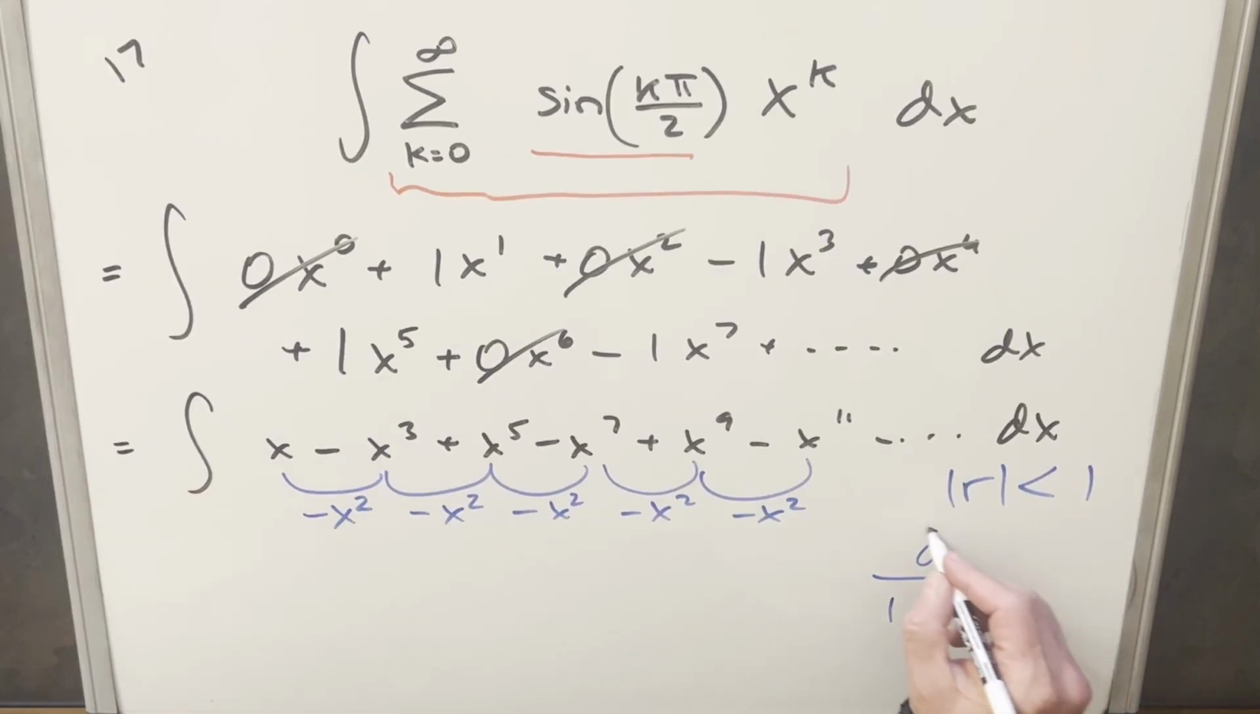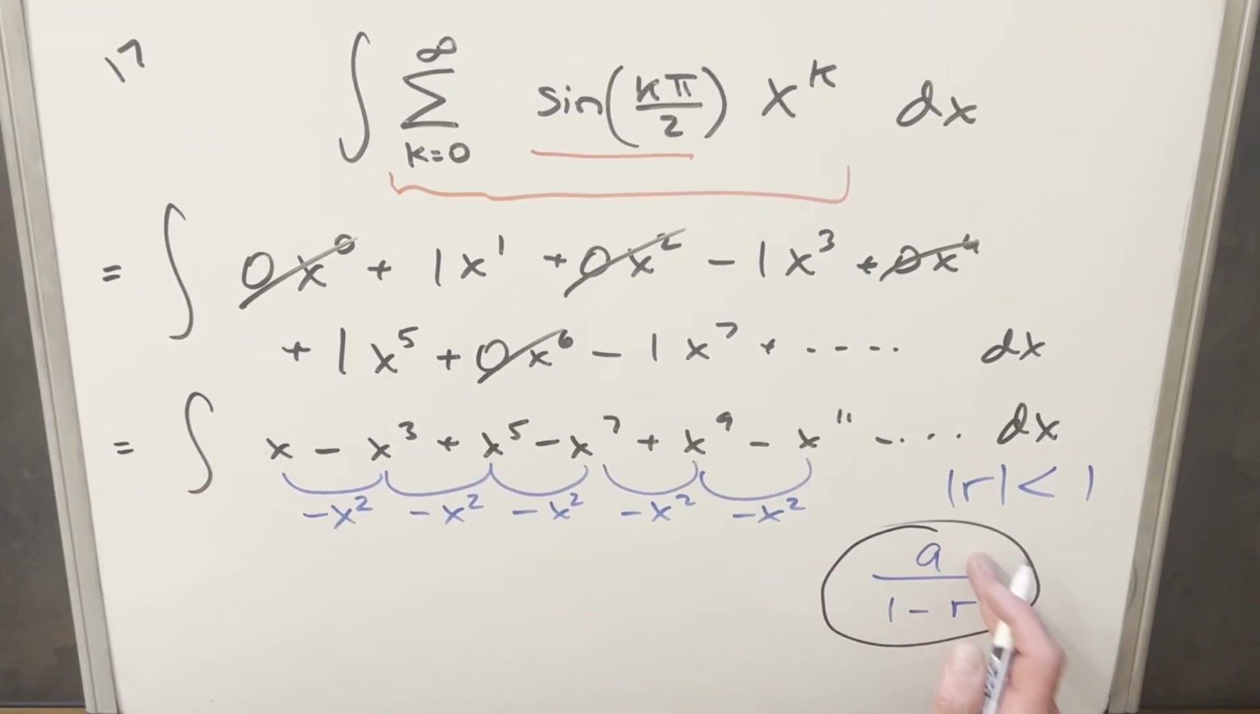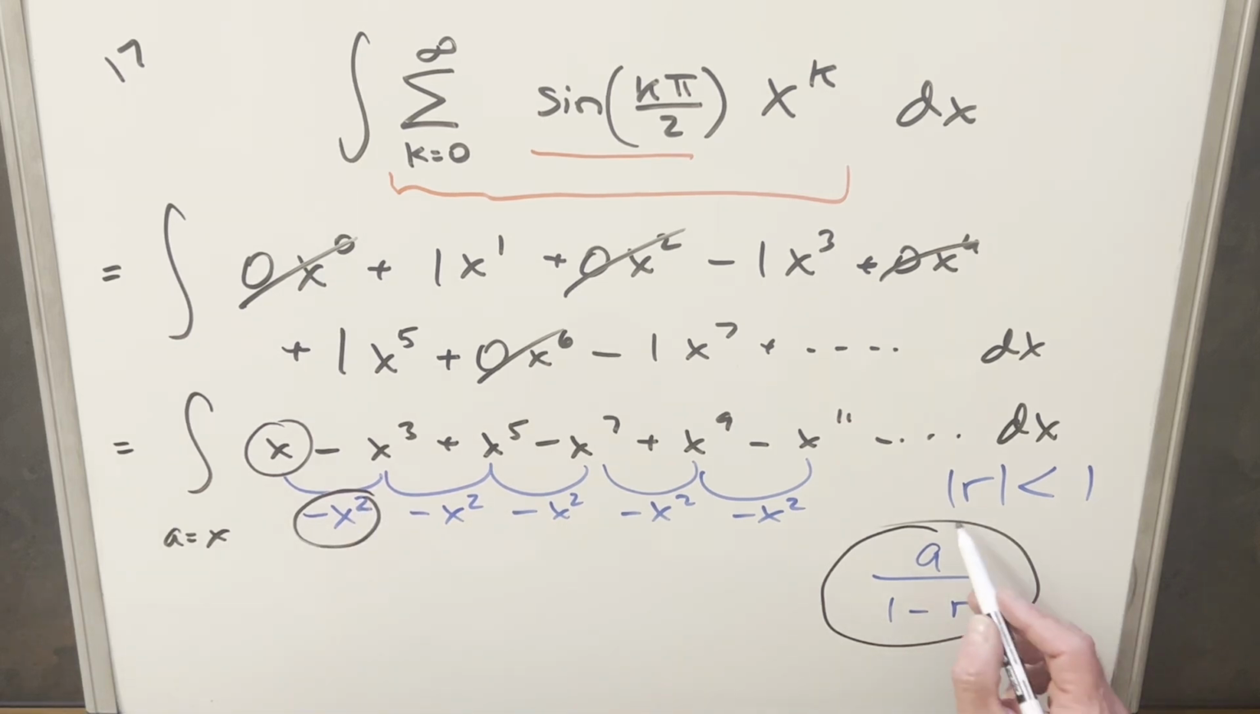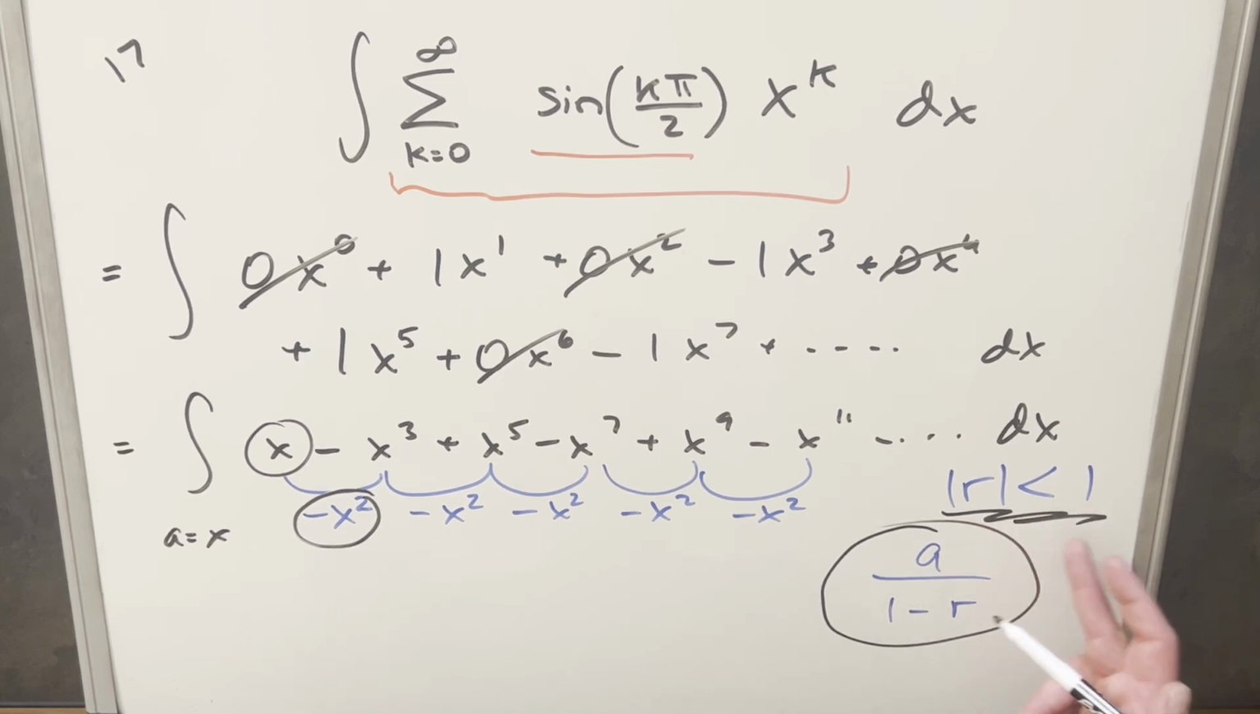Now we have our geometric series formula over here to the right. For this, our a value is just our first term, so a equals x. For our ratio, our r value, that's going to be this minus x squared. One thing we need to do before we can use this formula is check the condition over here to the right, which says the absolute value of this ratio has to be less than 1.